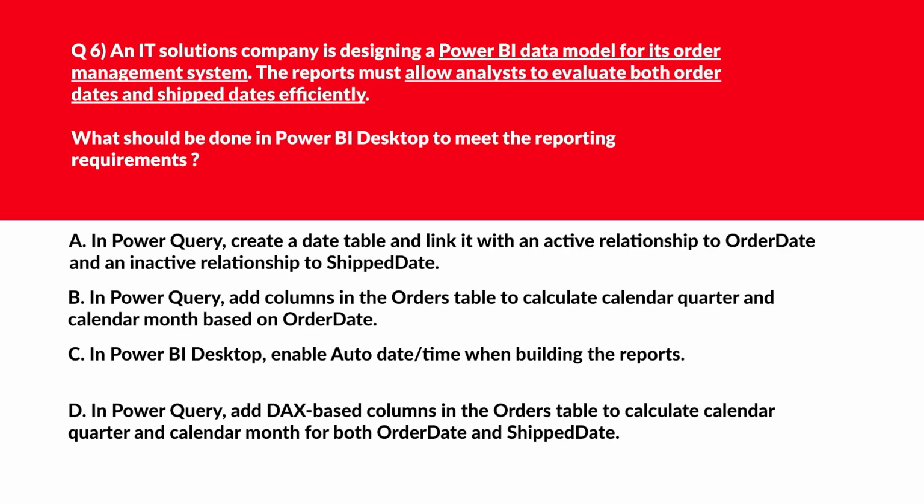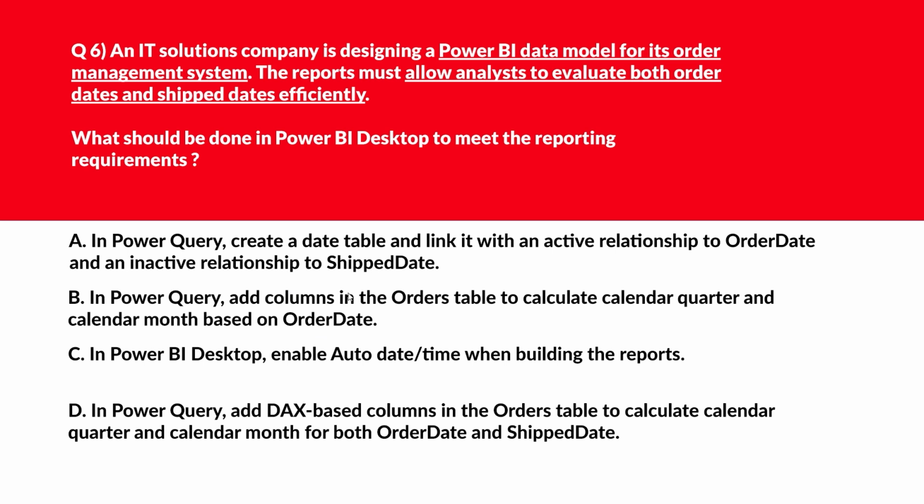Now let's look at this question. The reports must allow analysts to evaluate both order dates and ship dates efficiently. Option A says in Power Query, create a date table and link it with an active relationship to order date and an inactive relationship to ship date. Date table with active and inactive relationships supports flexible analysis across both order date and ship date. Let's keep it. Let's move to option B.